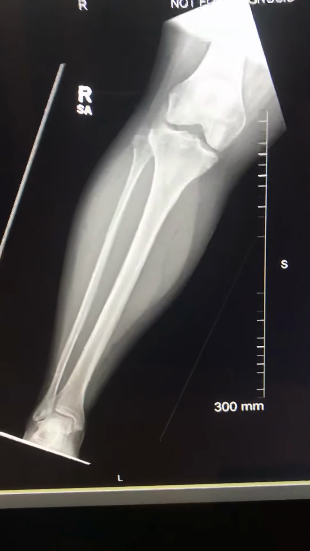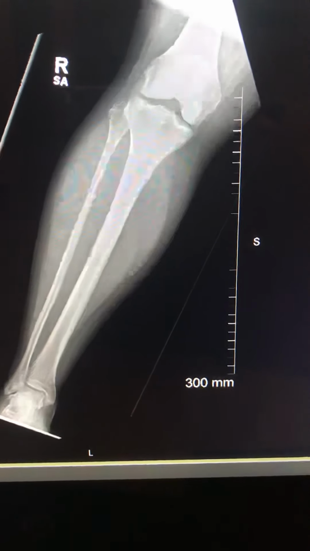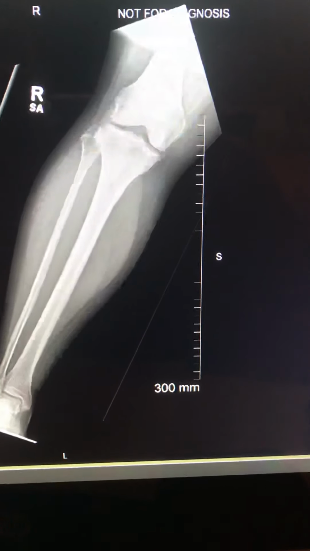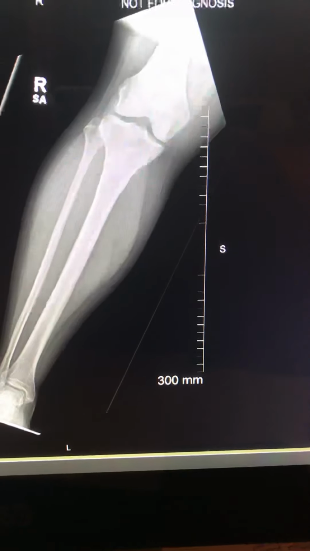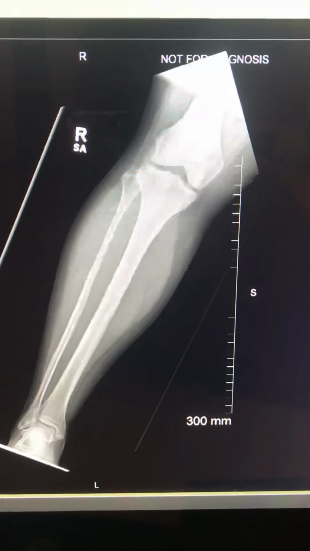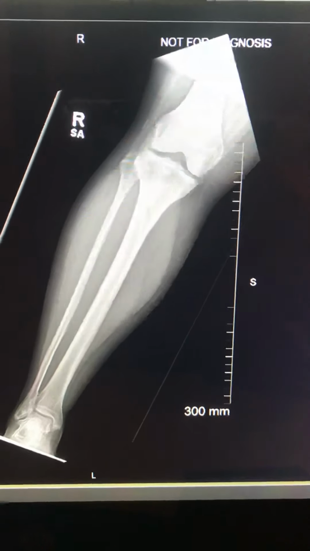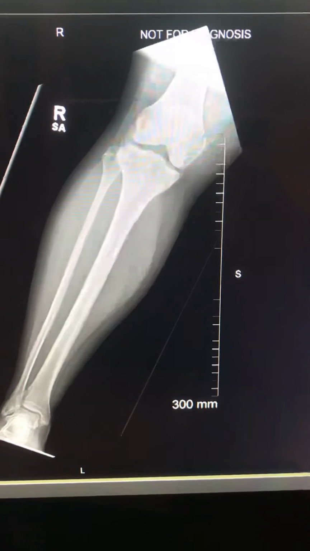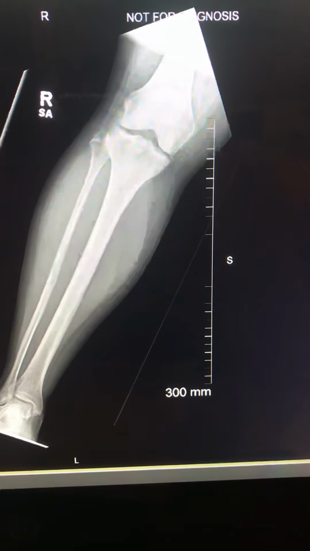This is Film Critique 2. Today's date is 6/23/2020. The exam to be presented is X-ray tibia fibula, 2-view.